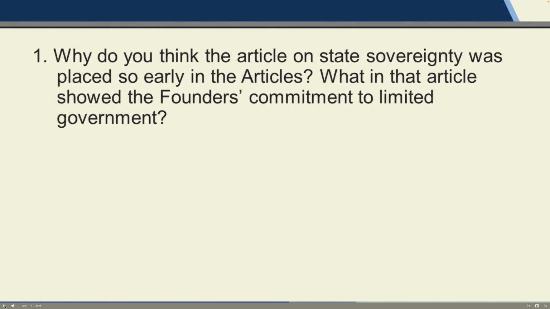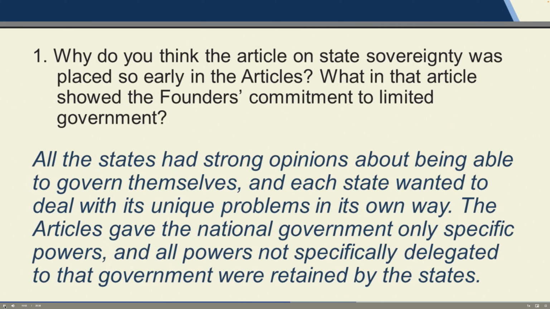Well, all the states definitely had strong opinions about being able to govern themselves, and each state wanted to deal with its unique problems in its own way. The founders' commitment to limited government can be seen in that the articles gave the national government only specific powers, and all powers not specifically delegated to that government were retained by the states.